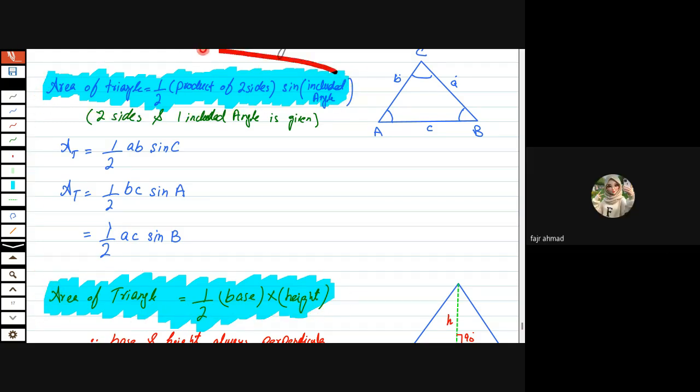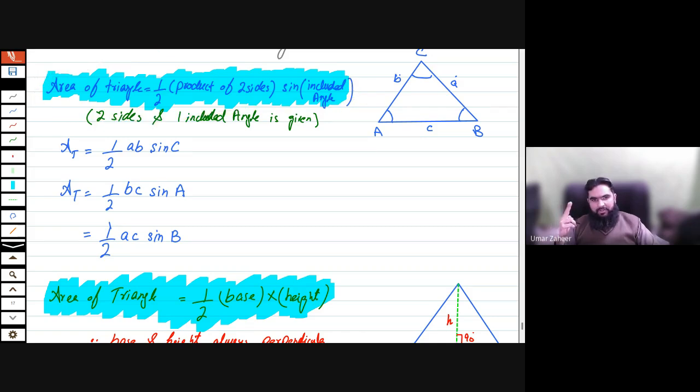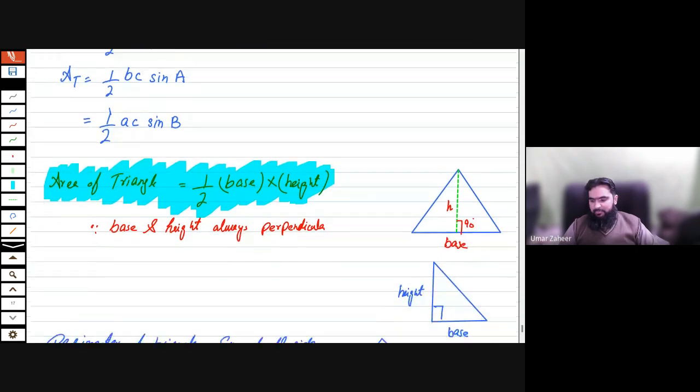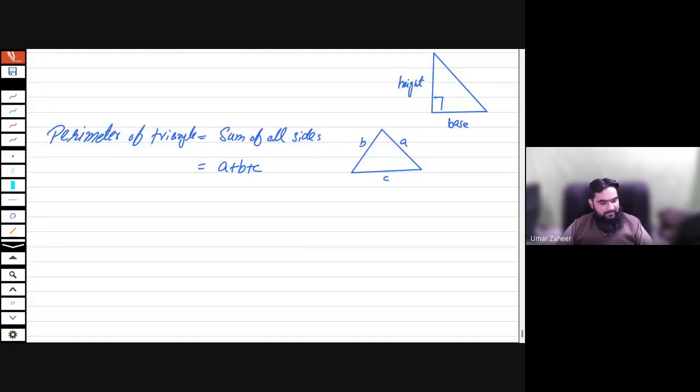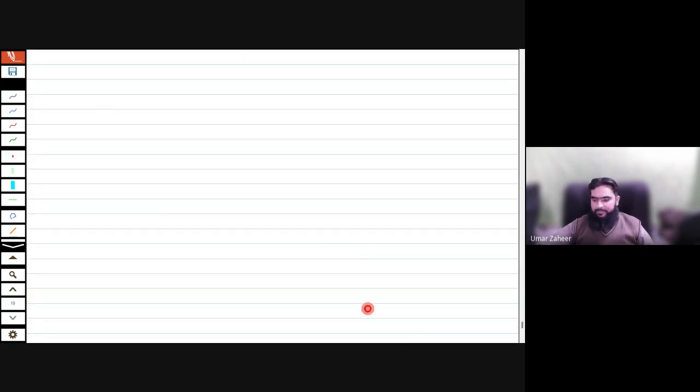Yes, sir. We have to use the first formula if the two sides and the included angle are given, and we have to use this formula when the base and the height are given. So we have to start practicing the questions.